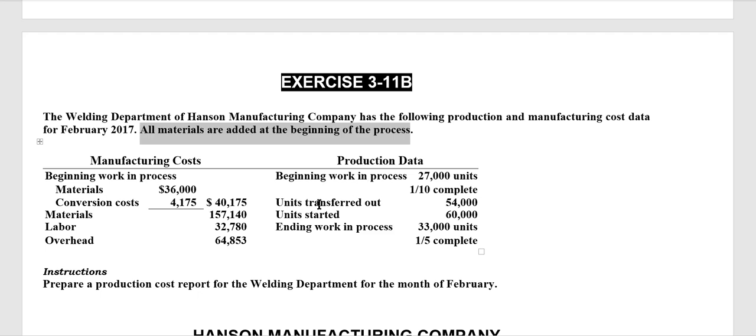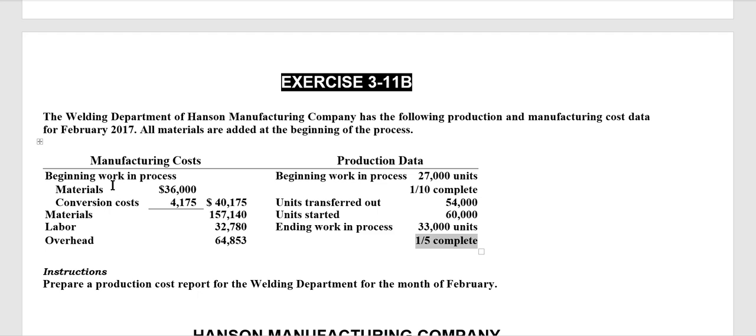We're also told that there were 54,000 units transferred out, either to finished goods or to another department. Don't need to know that. We simply know that those units were completed. We're also told that they started 60,000 units during the month of February. At the end, there were 33,000 units still being worked on, and those units were 1/5 or 20% complete, again with respect to conversion cost.